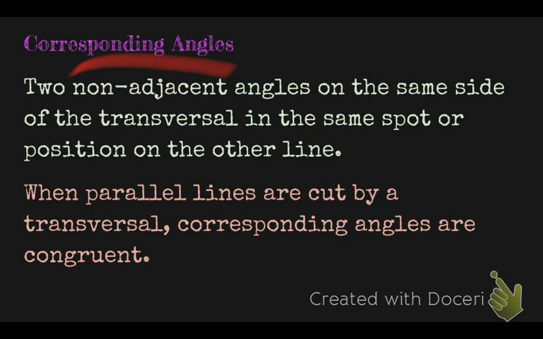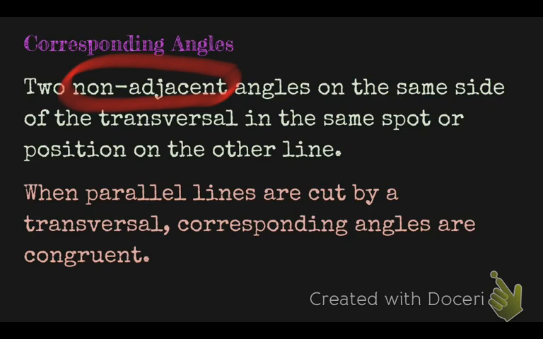Two non-adjacent angles. So just as a reminder, non-adjacent means they're not directly next to each other. So they're not next door neighbors. But they are on the same side of the transversal in the same spot or position on the other line.